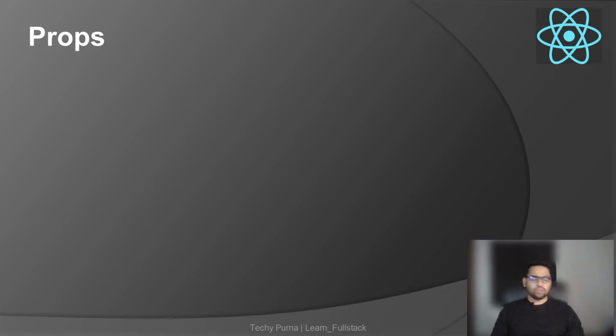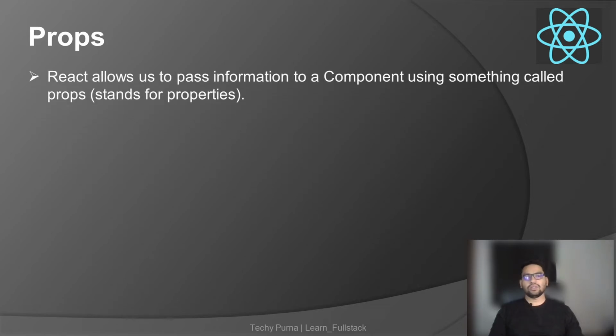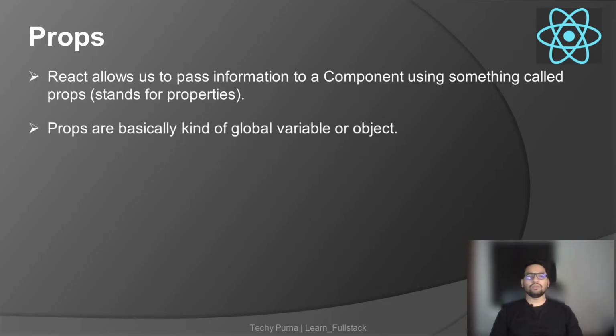So props. We already talked about props in my example, but still let's talk about its definition and what it says. React allows us to pass information to a component using something called props, and props stands for properties. Basically, we can pass data to the component from parent to child using props. It's one-directional. Props are basically kind of a global variable or object.